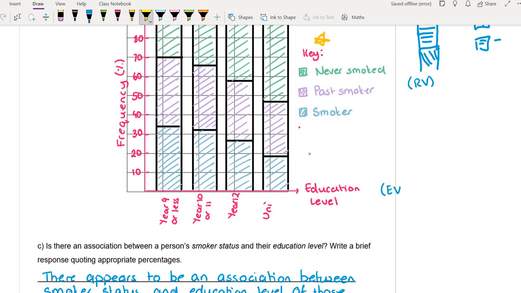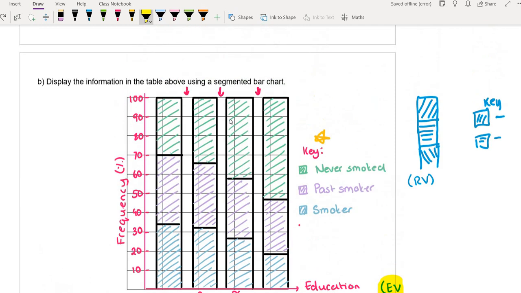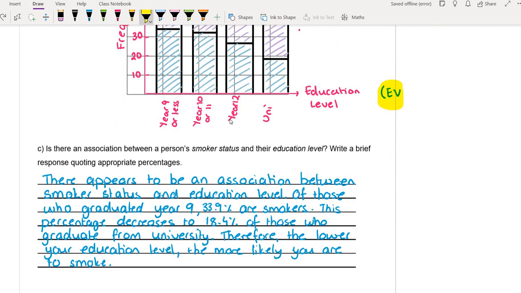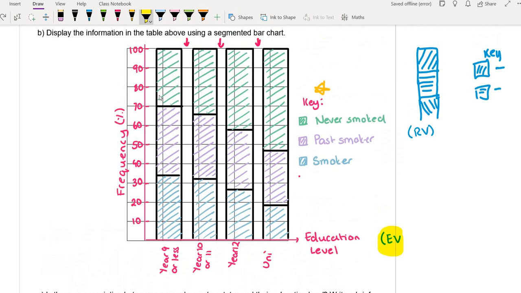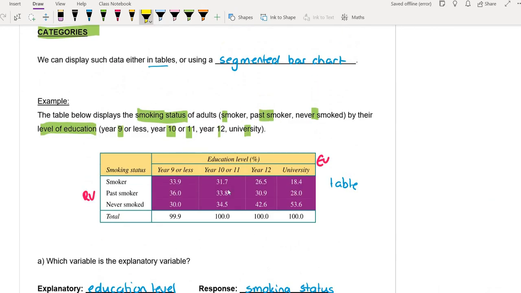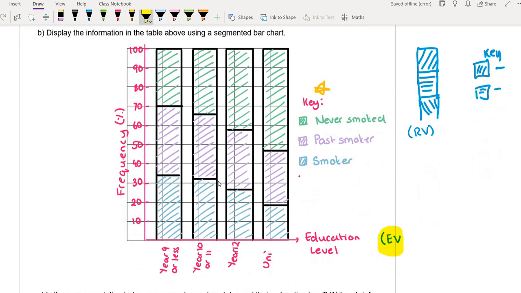And again, EV goes on the x-axis. That's always the case, whether it's a graph or a bar chart. And then finally, we can analyze this data and see if there is a correlation between these things. Looking at it using a segmented bar chart compared to this table, it's much more visual, but easier to see. I think that there's a pattern here.